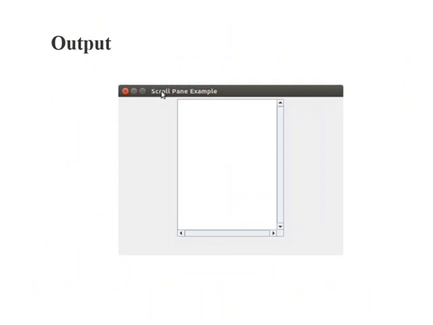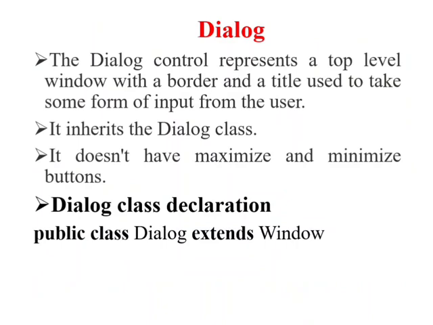Then the output shown for the scroll pane example is a frame with the horizontal and the vertical scroll bar. It represents the frame including the scroll pane example with the horizontal and the vertical scroll bar. This is the output for the scroll pane example. The next user interface component is dialog.